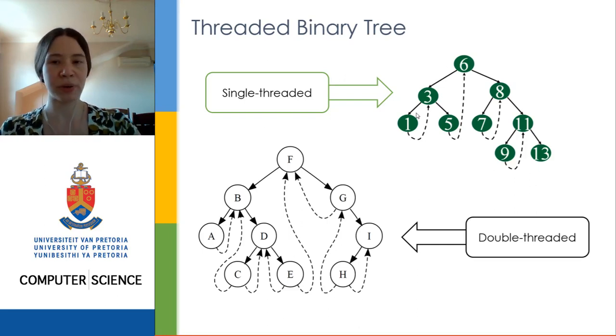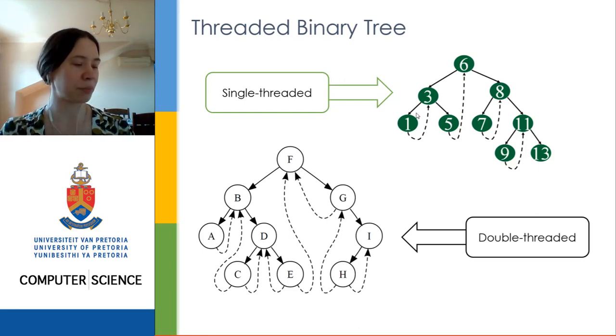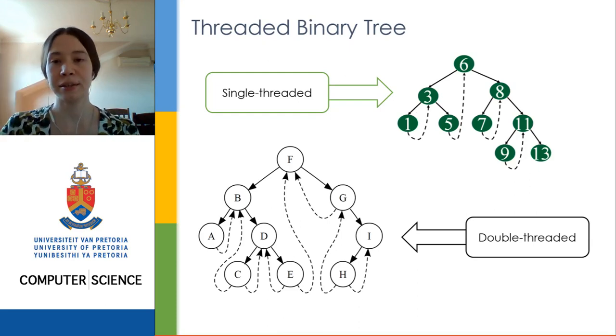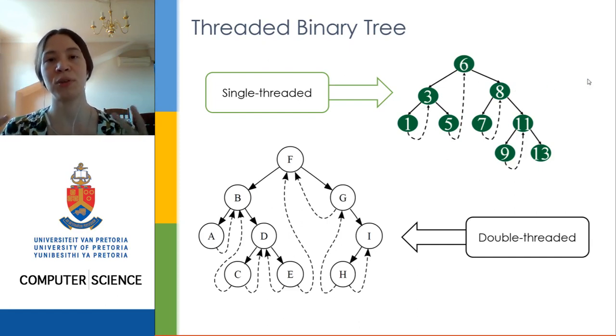Okay, so the green tree right here is a single-threaded binary search tree. The solid arrows are obviously my left and right pointers, and the dashed arrows are the threads. So 6 has a left and a right child, therefore it doesn't have any threads. 3 has a left and a right child, therefore it doesn't have any threads. 1, however, is a leaf node.